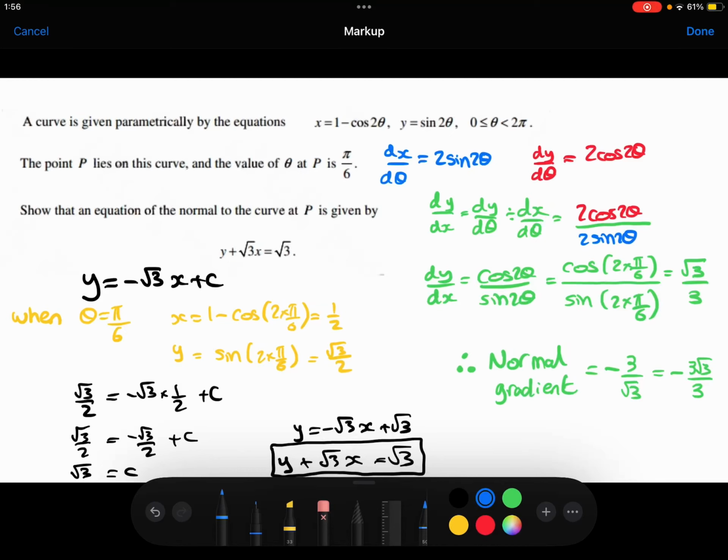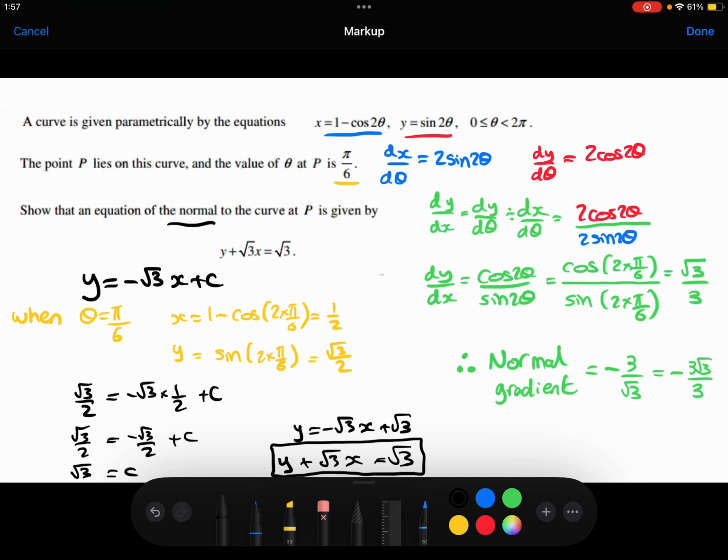I've already shown all my working out here, as you can see, so I'll just talk you through it. We've got the curve described by the parametric equations x and y. We're told the point P has a value of theta as pi over 6, and we want the equation of the normal. So I'm thinking y equals mx plus c, and I'm thinking negative reciprocal for the normal.